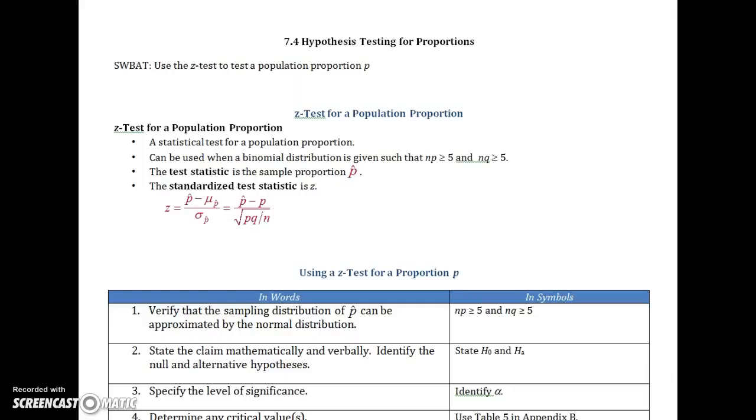This can be used when the binomial distribution is given such that n times p is greater than or equal to 5, and n times q is also greater than or equal to 5. So we'll be given the p. In order to find the q, just as a reminder, q is equal to 1 minus p.